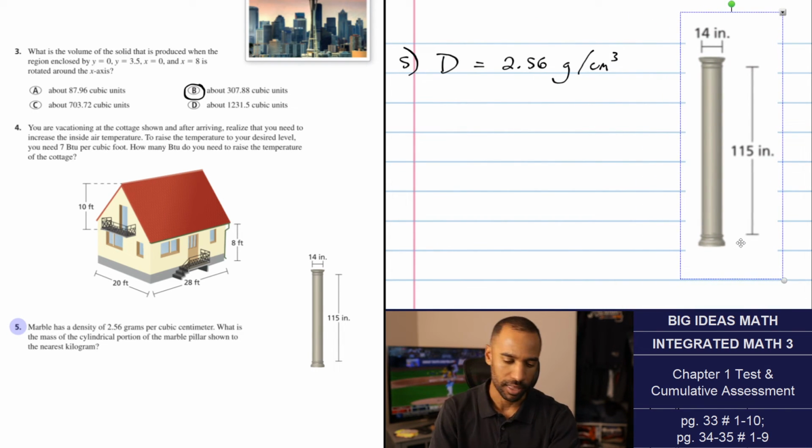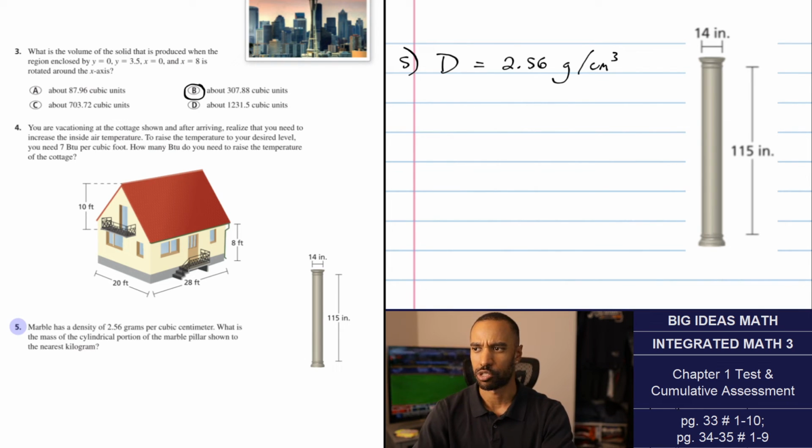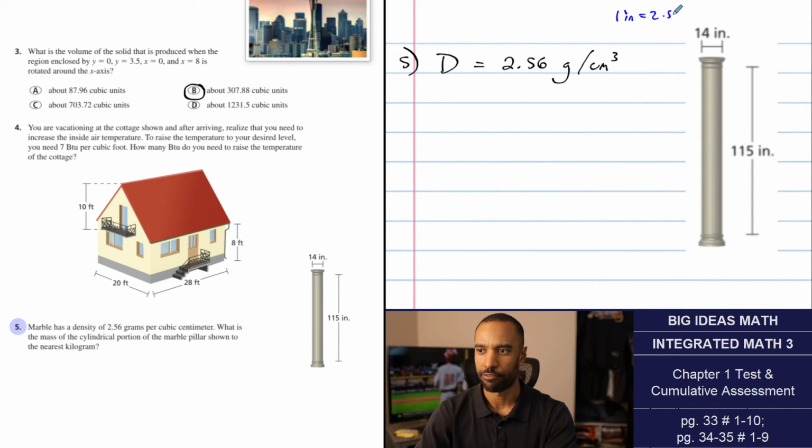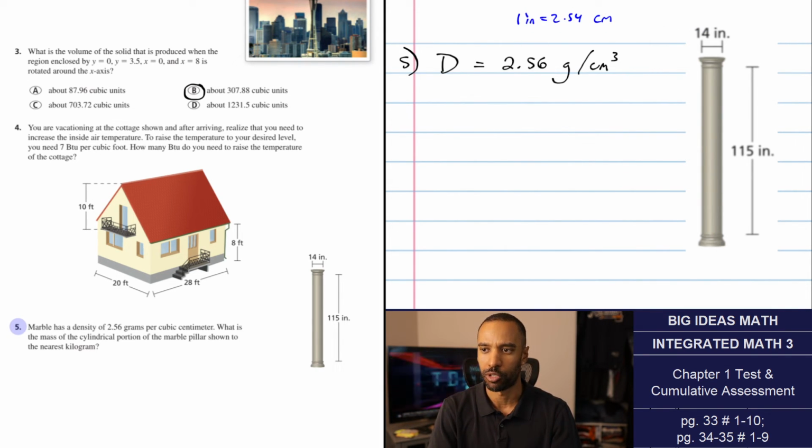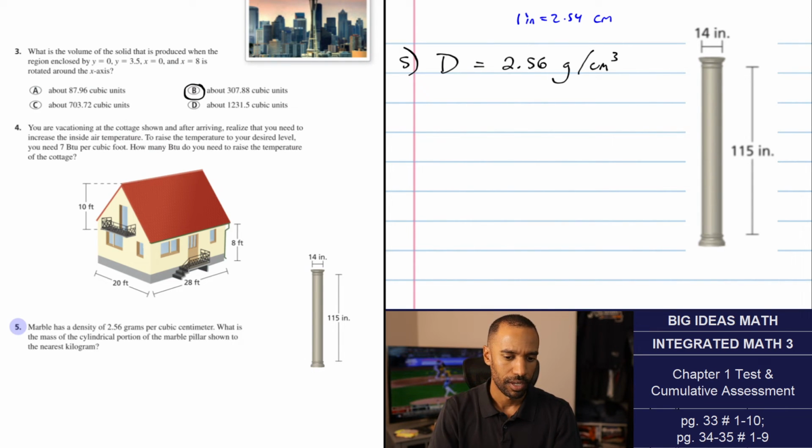I think this also happened in the chapter, maybe the chapter test portion. I think we were just involved with that. So we're going to convert these ones to centimeters as well. So 1 inch is 2.54 centimeters. I'm going to have to do some of that work on the side over here. So multiply 14 by 2.54, multiply 115 by 2.54. The reason I'm converting to centimeters is because density is in cubic centimeters, so we have to work it out that way.